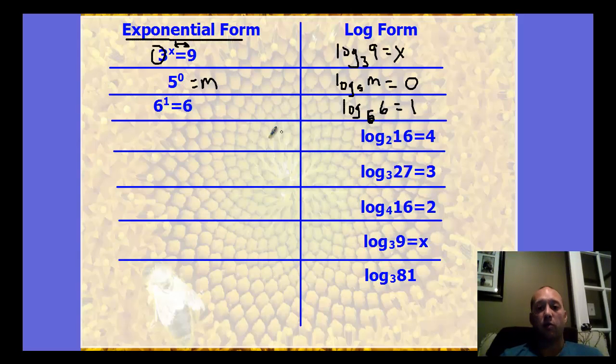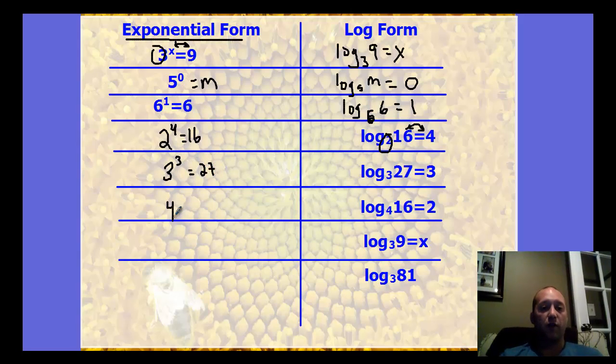Let's go the other way, going from log back to exponential. To do that, whatever our base is, the little numbers are the base. So 2 to the power of, now these two switch spots, 2 to the power of 4 equals 16. Most people prefer the exponential form, but we have to get comfortable with this log form. We're going to see it a lot. Next one would be 3 to the third power, which is 27.